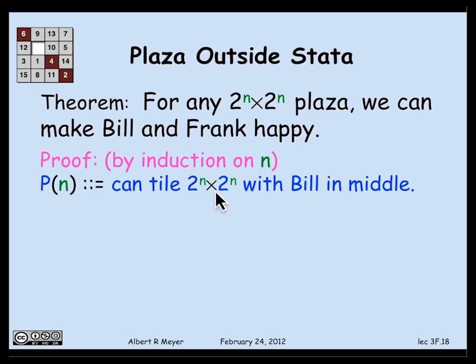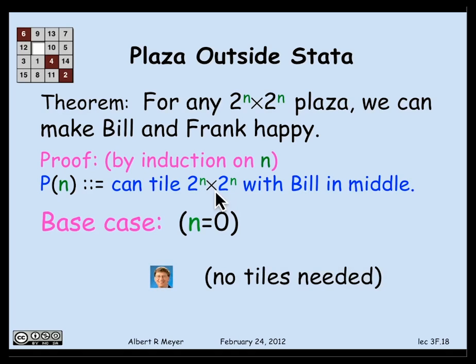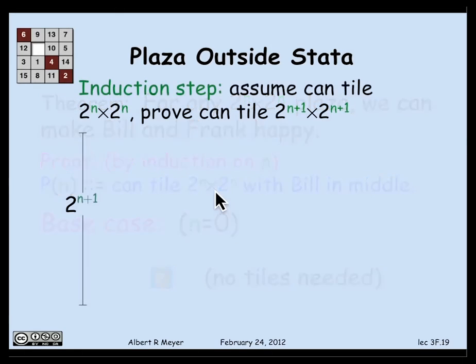Okay, so an induction proof would proceed by induction on something or other, and the obvious thing is the n that's in the statement of the theorem. And the induction hypothesis would straightforwardly be that we can tile the 2 to the n by 2 to the n plaza with Bill in the middle. Okay, the base case is n equals 0. That's a 2 to the 0 by 2 to the 0, a 1 by 1 square. Well, not a problem. You just put Bill in the 1 square and you tile the rest with no L-shaped tiles. That fits the rules. Base case n equals 0 is covered.